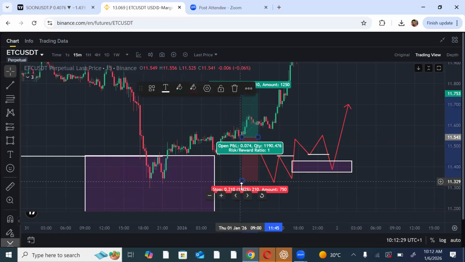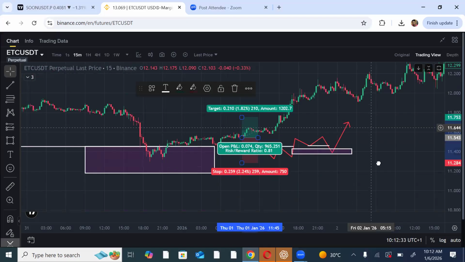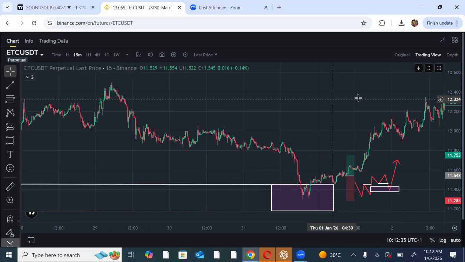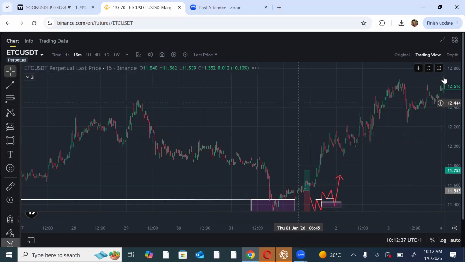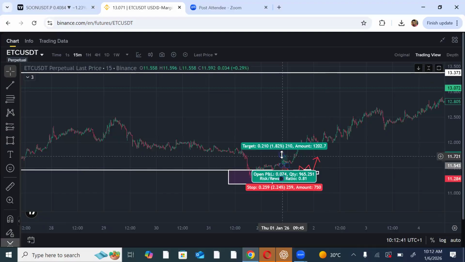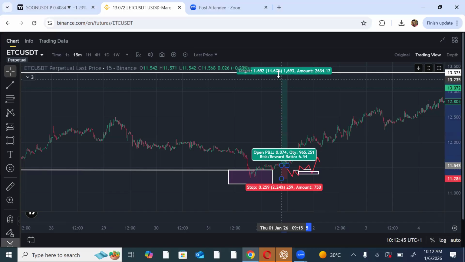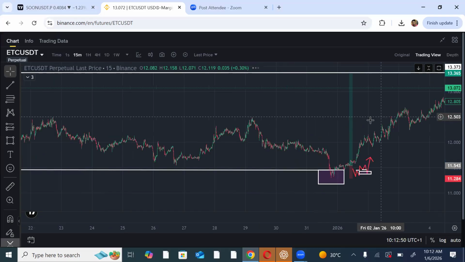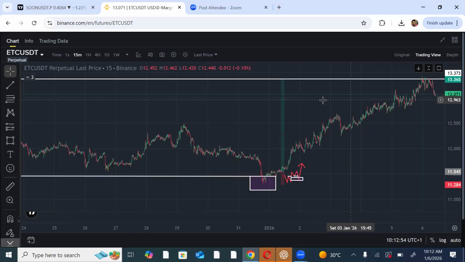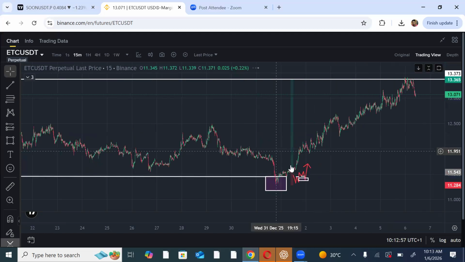I put my stop below, right? And I targeted here the next draw on liquidity, which was far, far away up. I think I did about 1 to 7 in this trade. Yes, about 1 to 7 on this trade. And this was how it played out, easy peasy for me, right?